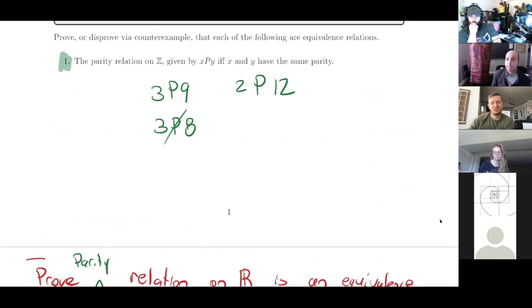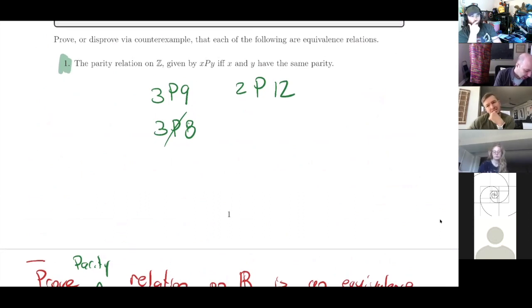Would we need to do two cases where they can be rewritten as 2x and 2y, or 2x plus 1, 2y plus 1? No, I'm just trying to get at what this relation is here, right? So we wrote out some examples. According to how this is written here, X is related to Y if and only if they have the same parity. So that's why these are related and these aren't.